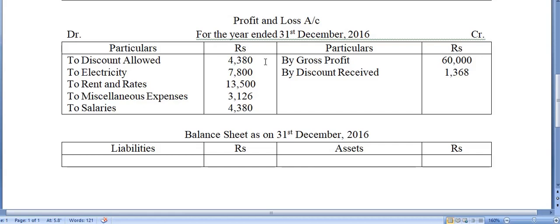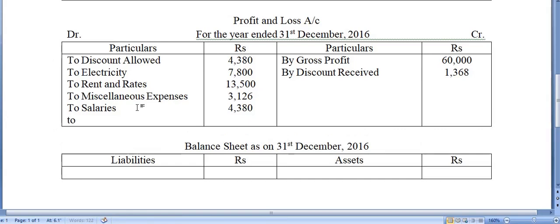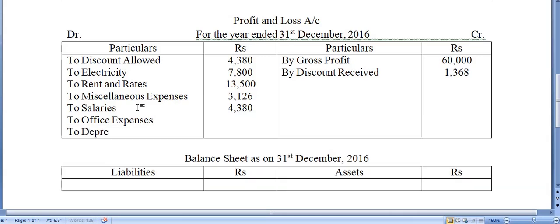Drawings, okay, drawings later on. Then we have office expenses. But if it was written factory expenses, then that factory expenses would come in the trading account. Premises, fittings, depreciation. Oh yes, depreciation, how can we forget this part? Depreciation is also your indirect expenditure. So office expense, the amount is given 3,780, and depreciation is given 2,400.